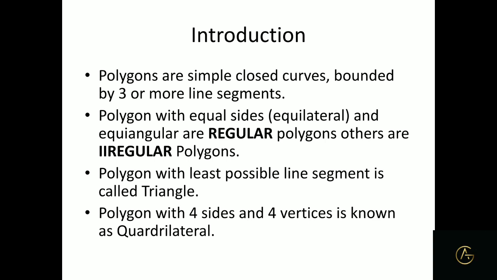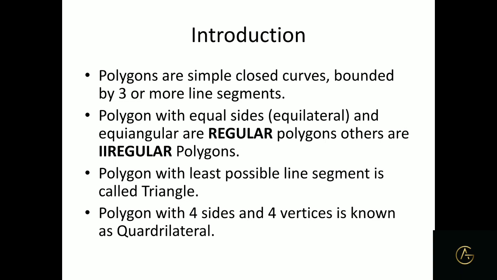Two line segments can't make a polygon and one line segment can't make a polygon because it can't be closed. Only three line segments can close. With three line segments we can make a triangle, and a triangle is the polygon with the least possible segments. Next, polygons are of two types, regular and irregular polygons. Now, what are regular polygons? Regular polygons have equal sides and are equiangular, like an equilateral triangle, which has equal sides and equal angles.